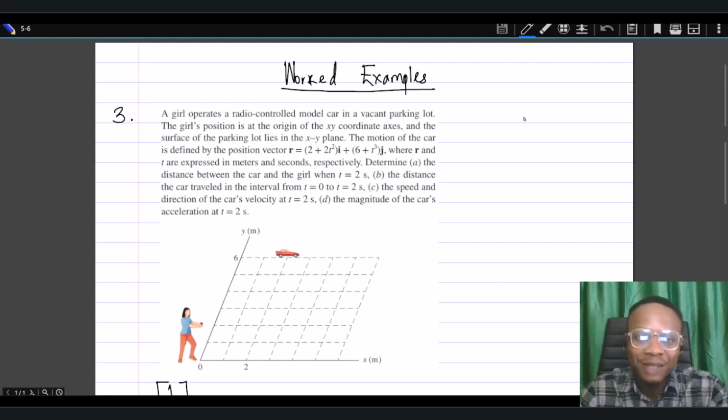Welcome back. So we have yet another example here. Right here, this has to do with motion using rectangular coordinates. And here we have r defined for us as a function of time. So let's see how this works.